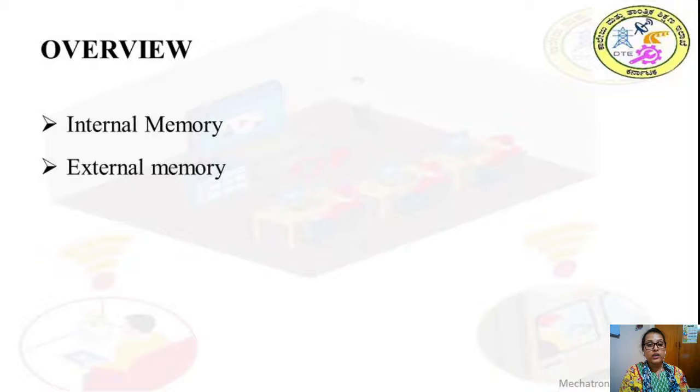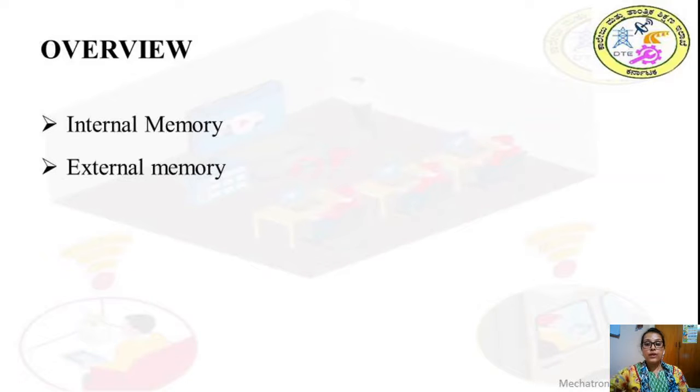Next, the reset circuit is connected to pin 9 of the microcontroller unit. Why reset? There are two types of reset: one is power-on reset and another one is manual reset. In today's class I'll be explaining the internal memory and external memory of 8051.